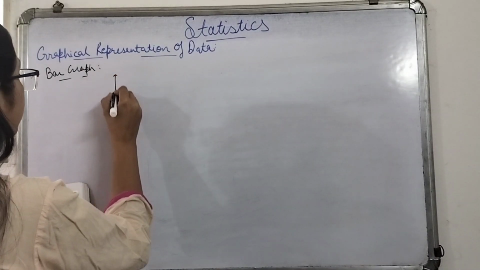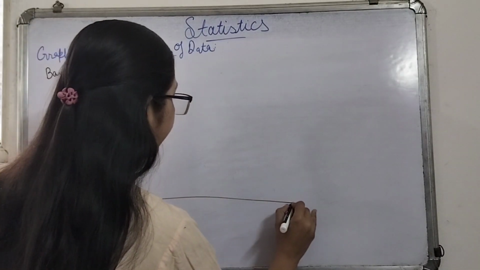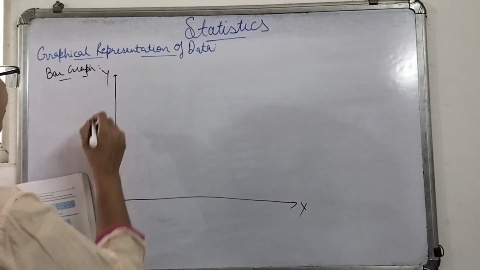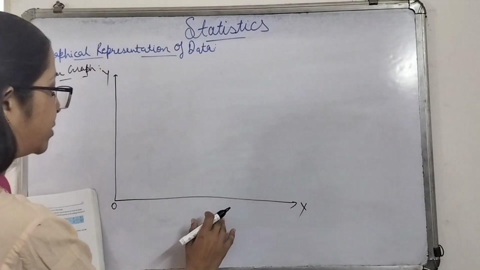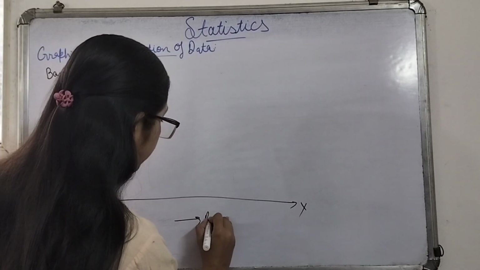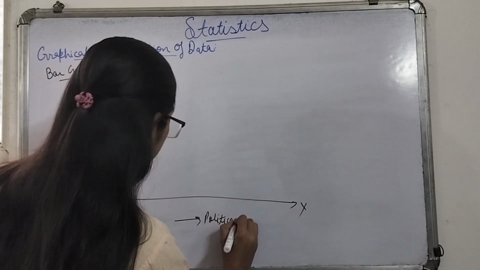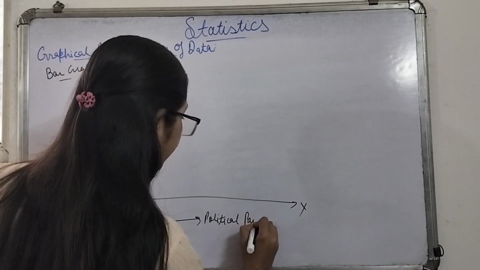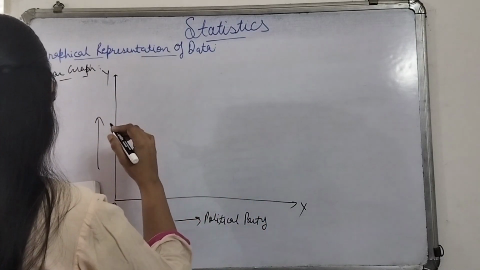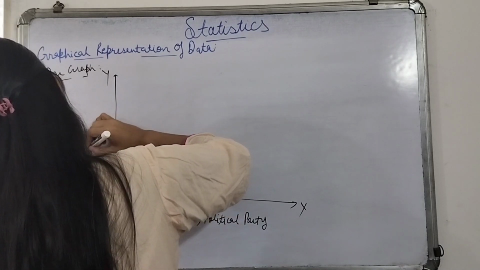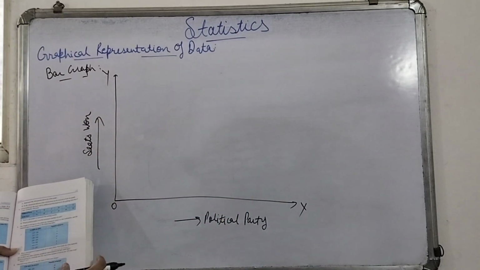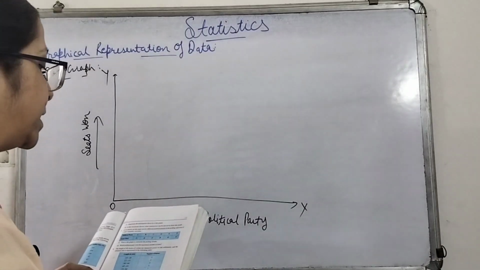So what we will be doing is, we will be making x and y axis. This is your x axis, this is the origin O, this is your y axis. On the x axis, we will be taking the variable, that is political parties. This is the variable political party. And on the y axis, we will be taking values of the variable, that is seats won. Now the parties are A, B, C, D, E, F.